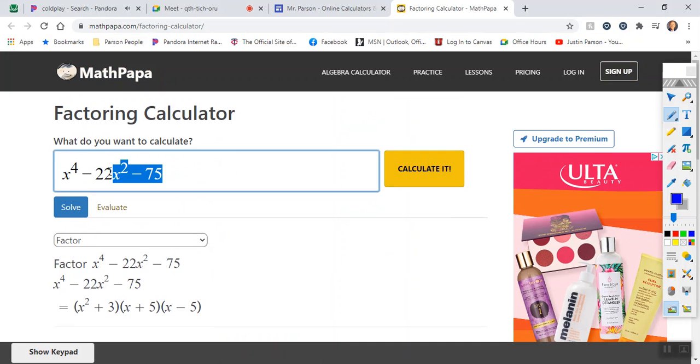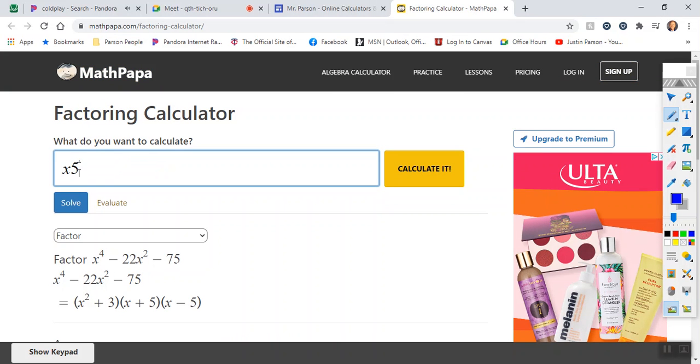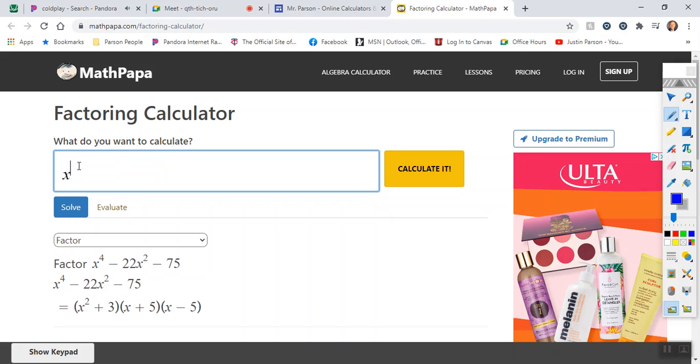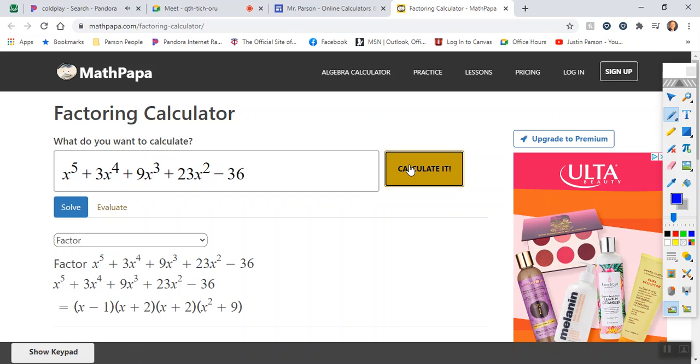All right, I know it started out x to the 5th, kids. Plus 3x to the 4th. Plus 9x to the 3rd. Plus 23x squared. Minus 36. You said squared? Yes. There's no x term? Minus 36. Okay, do you guys see why we have this calculator now?